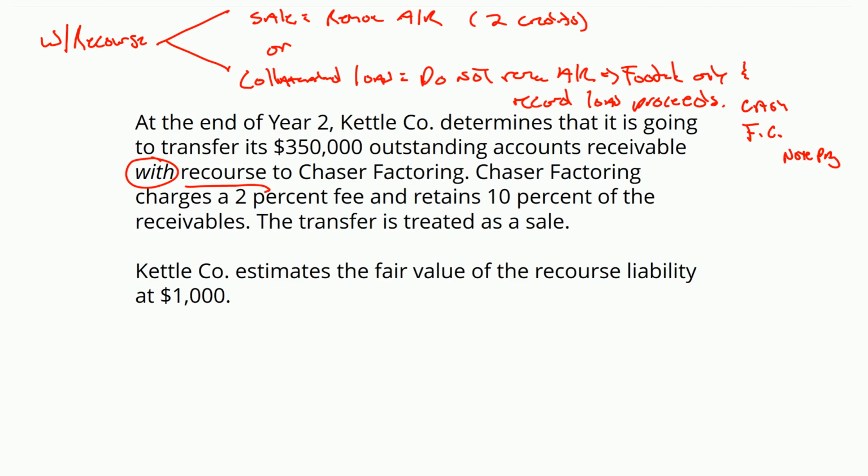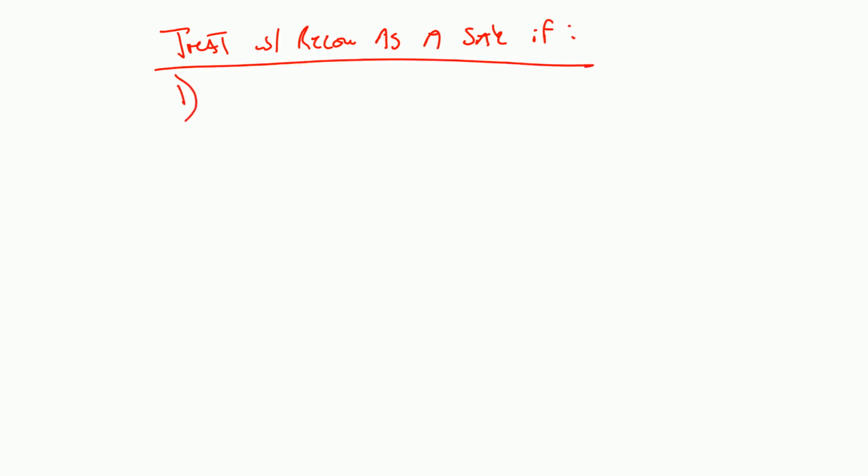Okay, now, if it's treated as a sale, sometimes they tell you, hey, really easy, it's treated as a sale. But what if they don't tell you? How would you know to treat it as a sale? So if they say nothing, if the question is silent, treat with recourse as a sale if we meet these conditions. We have to meet these conditions.